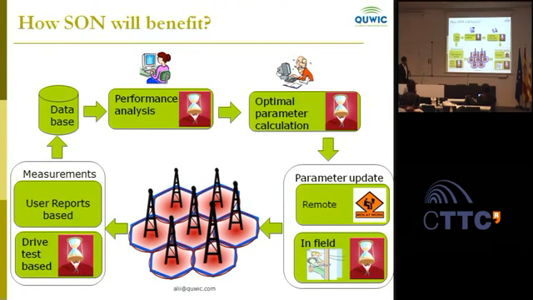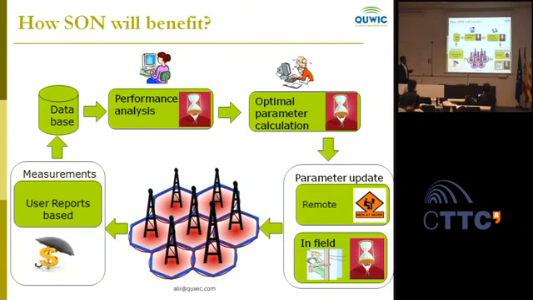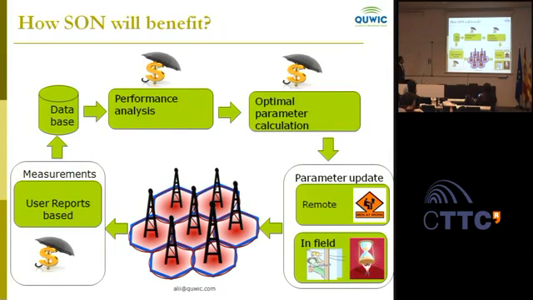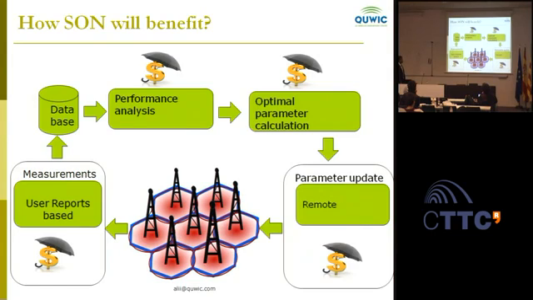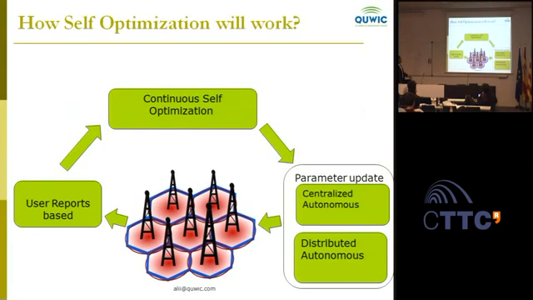Okay. So how will the SON benefit? Very simple. You're going to save some money here. You're going to save some money here. You're going to save some money here. You're going to save some money here. And to put it simply, the self-optimization loop will look like this.